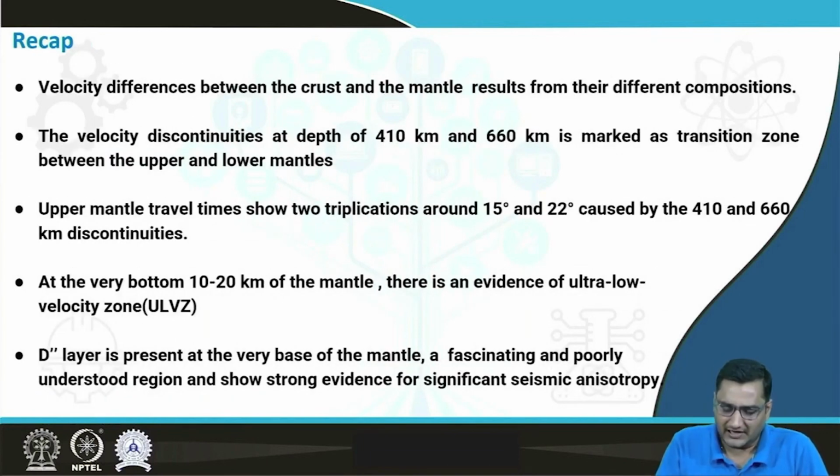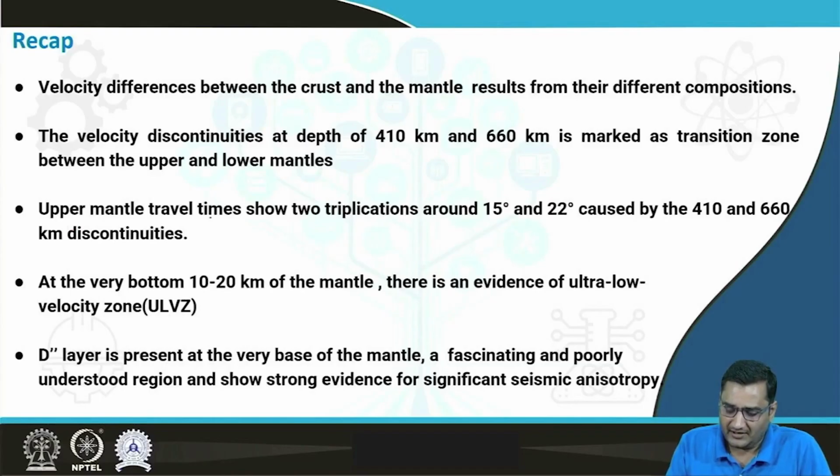We also learned that the velocity differences between the crust and the mantle mainly result from the different compositions. The velocity discontinuities we also see at around 410 km and 660 km, lying in the upper mantle, are marked as the transition zone between the upper and the lower mantle.